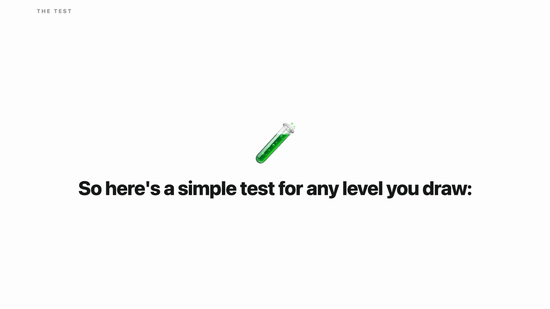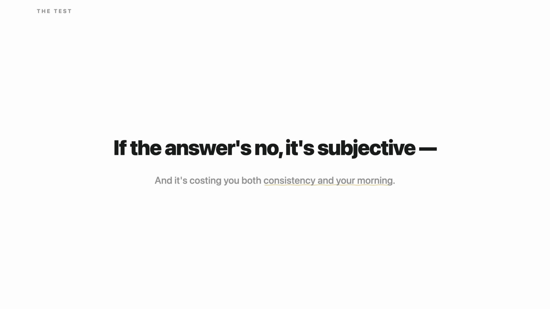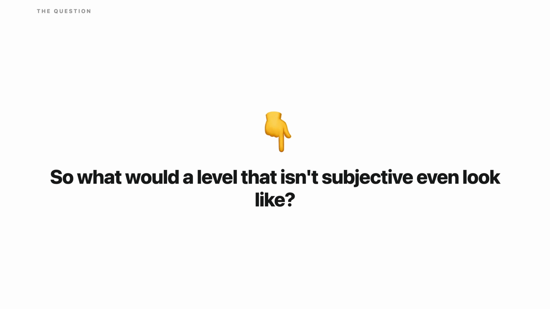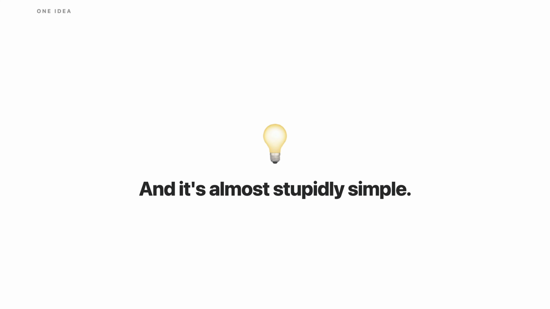So here's a simple test for any level you draw. Could a complete stranger, given your rules, mark the exact same line on the exact same chart? If the answer is no, it is subjective, and it's costing you consistency in your morning. So what would a level that is not subjective even look like in real life? This is one idea that fixes all of it, and it's almost stupidly simple.